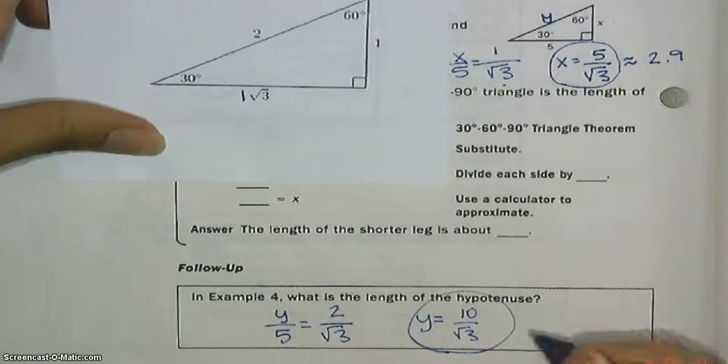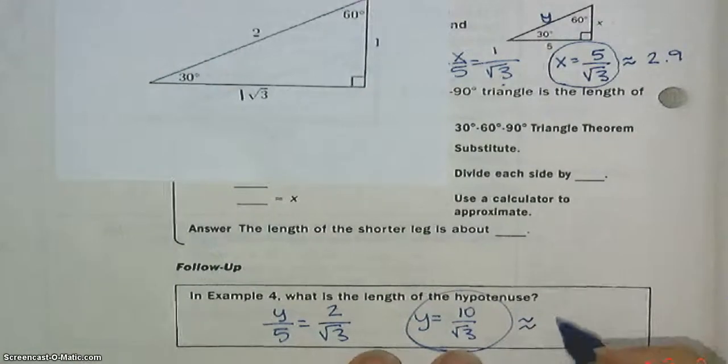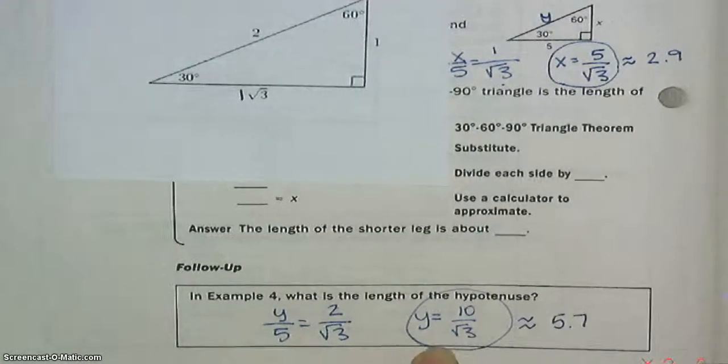You can leave this as a decimal. This is approximately 5.7. But I say we can just leave it like this.